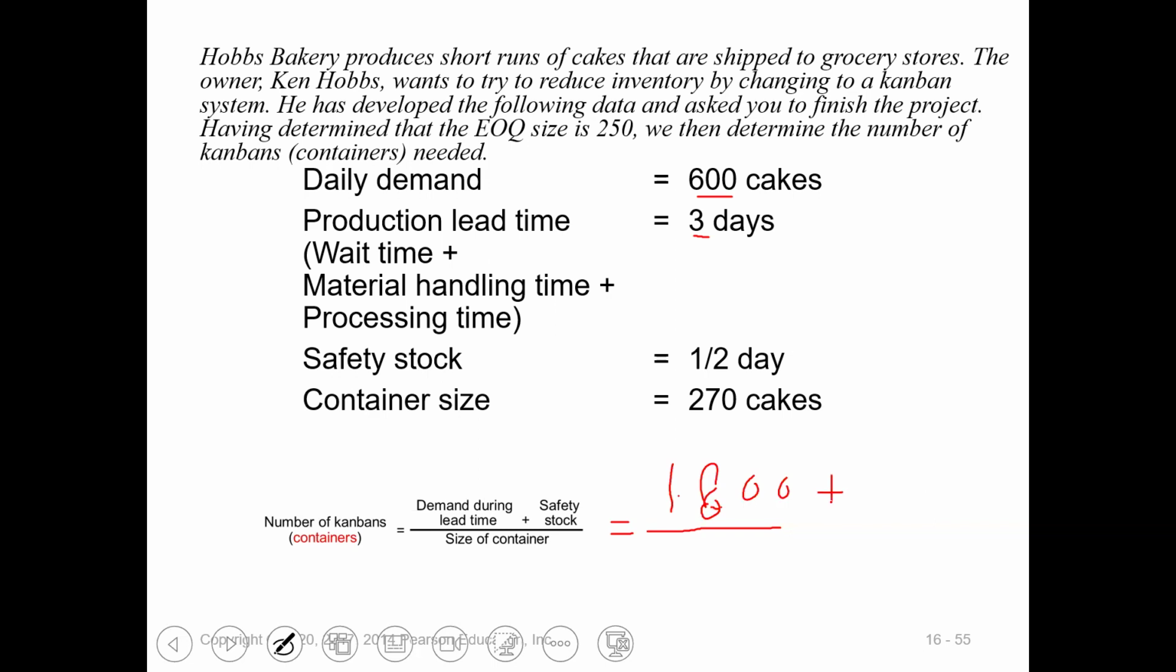Plus the safety stock is half a day, 1/2. So it's 300. I divide that by 270. This will give me the number of Kanbans, okay? It's similar to the previous example.